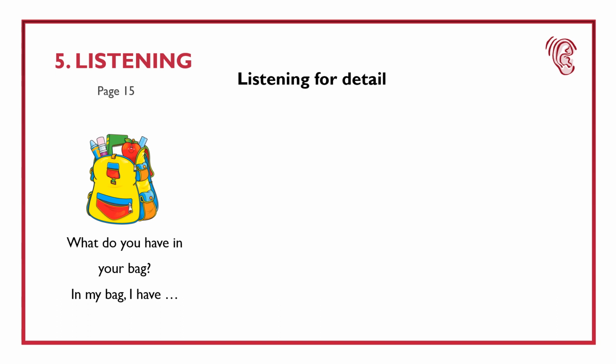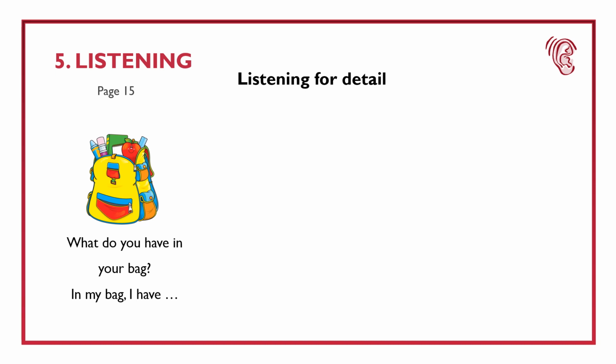Last section for this lesson. Section 5, listening. Listening for detail. So please look at part A, listen to track 2.5. You're gonna hear three people. Please listen to them and number the places they talk about, 1 to 3 in the chart.